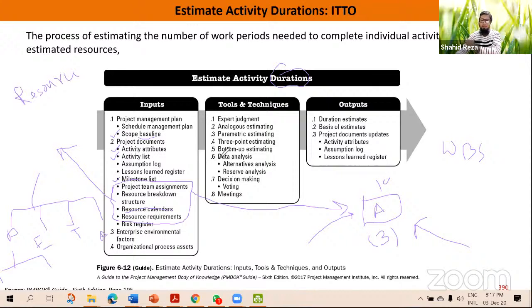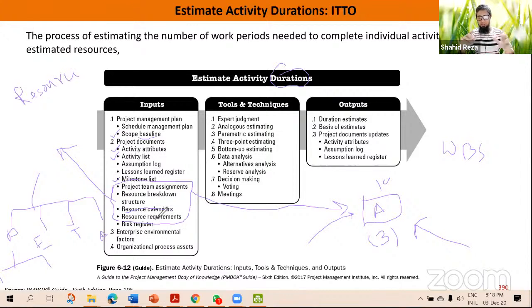What is resource calendar? That means before doing the duration estimation, we need to know the calendar of every resource. For example, one resource will be on leave in December. So if you involve any resource who will be on leave in December in any activity which is happening in December, then that work will not be finished because he will be on leave. So you need to know the calendars of the resources that you are going to involve in the activity. That is known as resource calendars.